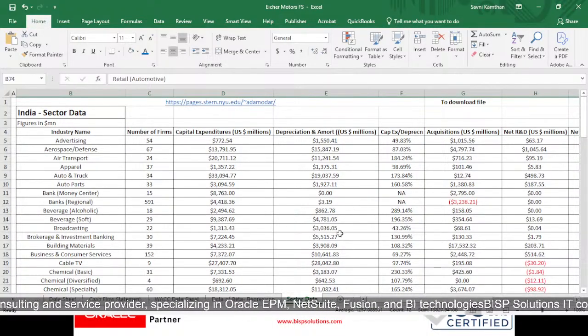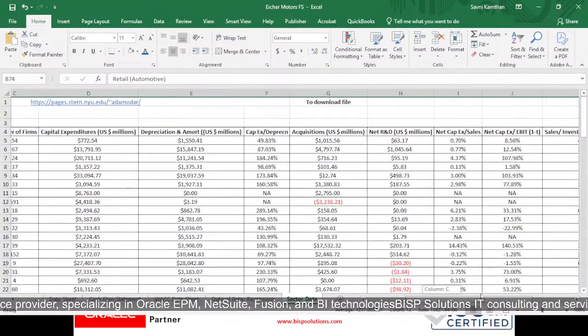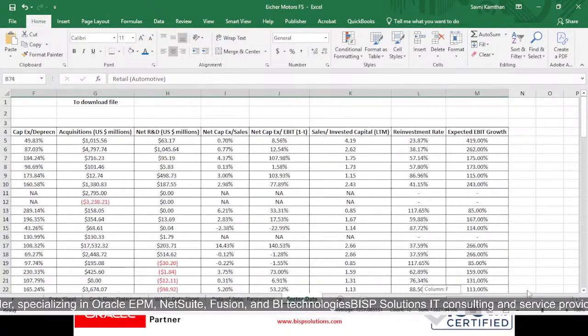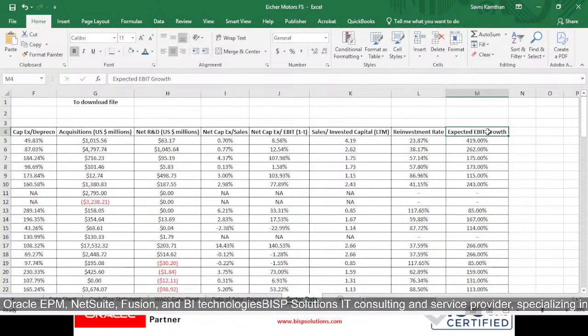So I have copy pasted over here, and all the columns are there, but what I have done extra is that I have taken out my reinvestment rate and expected EBIT growth, so that once I move to my DCF modeling or valuation, I will require this reinvestment rate for my companies and the expected EBIT growth, which I am expecting that it will be growing. So for that, I have already calculated it.